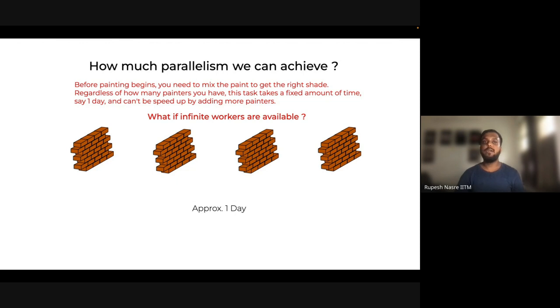So you are able to calculate the speed up, right? The speed up is the execution time before improvement divided by execution time after improvement, right? So earlier, when we have one worker, the time it took was 5 days. Now currently the time is approx 1 day. So we can consider it as 1, right? So the speed up increased by 5 times. Okay, now my question is, is there any other way of getting speed up more than 5 times, given that infinite workers are available?